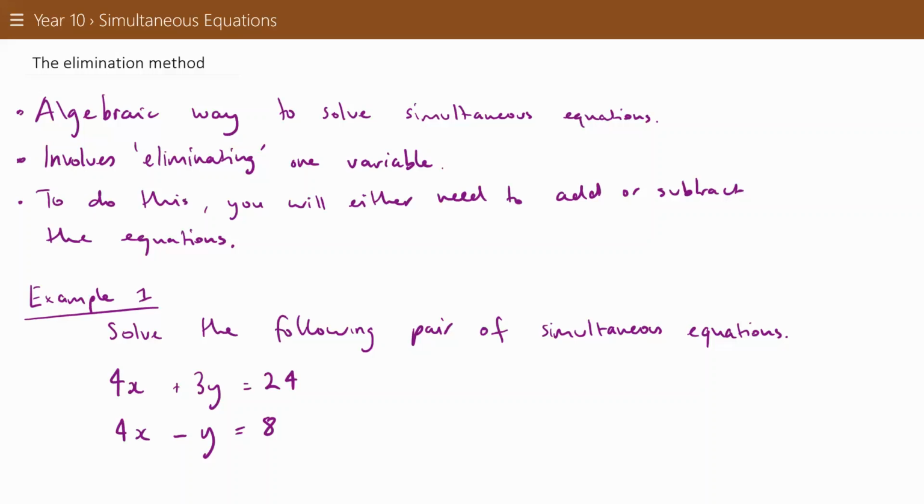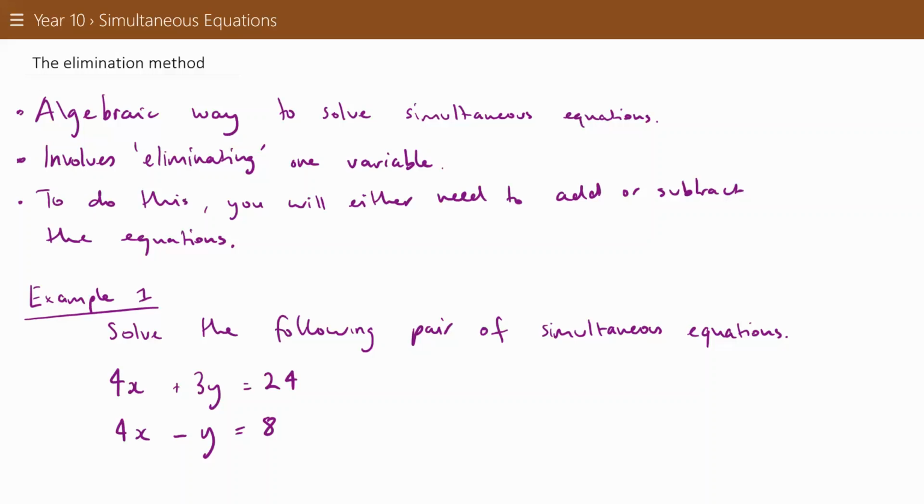But there's two ways that we can algebraically solve these simultaneous equations, and the first one we're going to have a look at in this video is the elimination method. The second point there, it just involves eliminating one variable. So we get rid of one variable, so there's only one left, and then it's much easier to solve. To do this you will either need to add or subtract the equations.